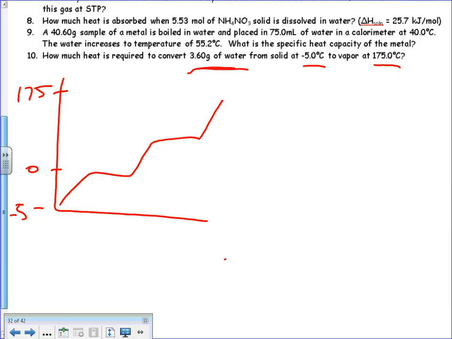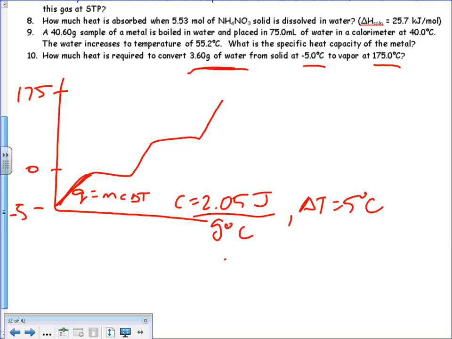So once you get here, you're going to realize that you do have 1 Q down here, which is going to be MCAT, and that mass is the 3.6 grams. What's the C for solid ice? 2.05 joules per gram degree C. So you'll take your M, which is your 3.6, times your specific heat capacity, which is slightly different for the different phases of water. And then the delta T for this one is what? Say again? 5, because you're going from 0 to -5, so 0 minus -5. Always do your T final minus your T initial. So your delta T here is 5. I'm just doing basic setup right here, okay?